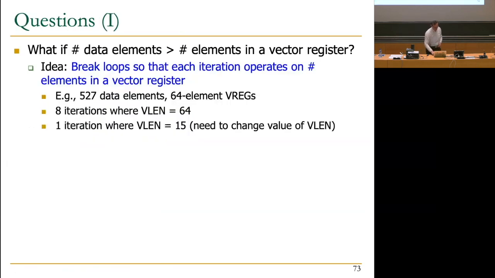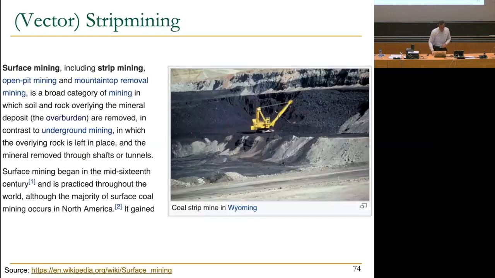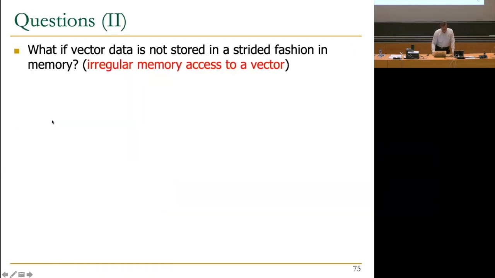What is gold? Gold is 8 iterations where vector length is perfect. The rest is dust, or whatever you're strip mining, right? And if you read this, basically, you remove the soil and rock overlying the mineral deposit, which is the gold. Okay, people are very inventive, as you can see, right?